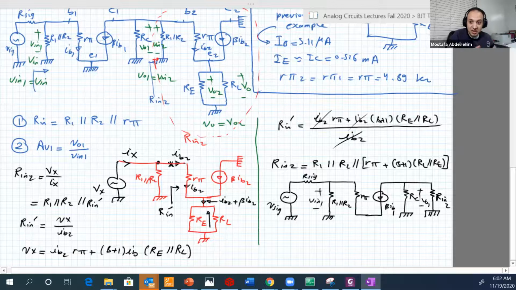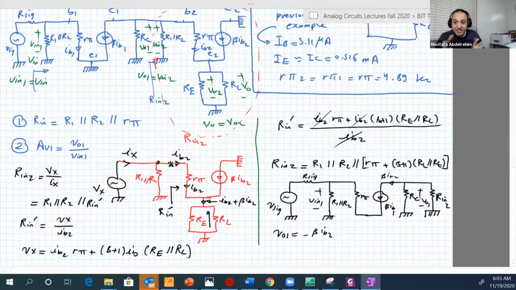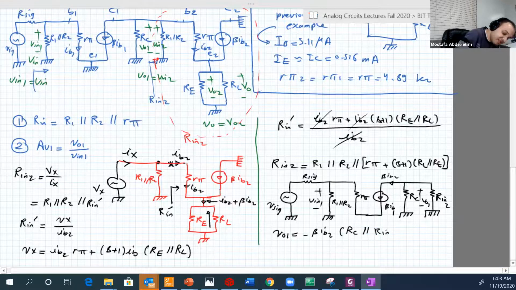Now it becomes a lot easier, because now VO1 is basically this current, which is beta IB, minus beta IB, because it's flowing from down up in the parallel combination of RC and R input 2. And V input 1 is just the voltage across R pi, which is IB1 R pi. I'm sorry, this is IB1. I always make it IB2. IB1 R pi.